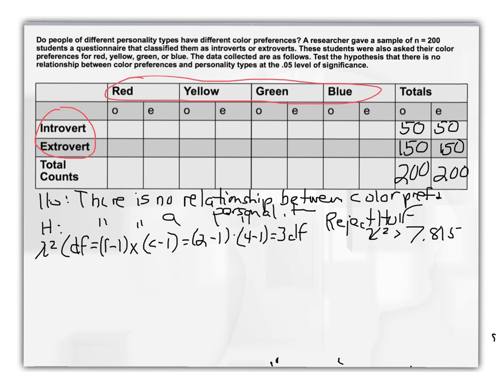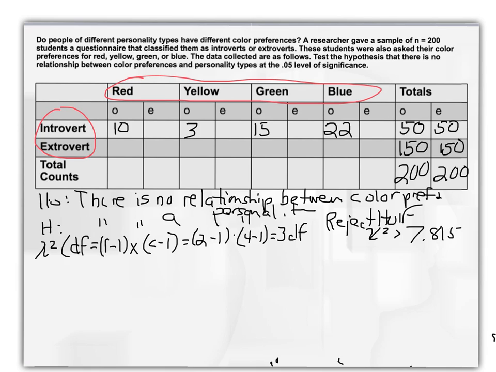Of the 50 introverts, 10 preferred the color red, 3 preferred the color yellow, 15 preferred the color green, and 22 preferred the color blue. And when we add up those observed frequencies, we should get 50.